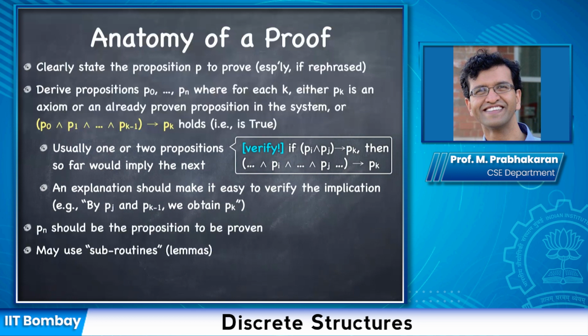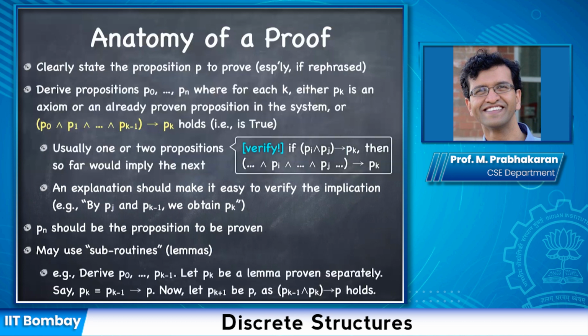Okay, so that's what each step looks like, and at the very end you reach the proposition Pn, and that should be the proposition you are supposed to prove. Of course, this may not be such a linear process. In between, you might go out and prove some lemma and then come back and continue your original line of argument. For instance, you derived up to some proposition Pk minus 1, and then you said, okay, I'm going to prove Pk separately. And once you've proven it separately, you can now bring it and add it to your list.